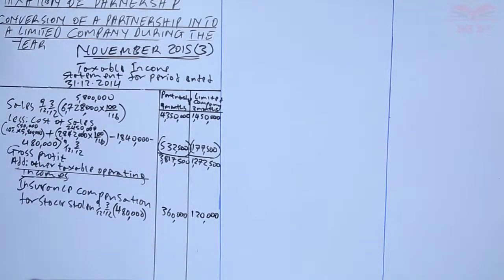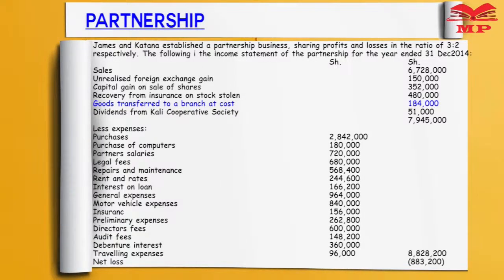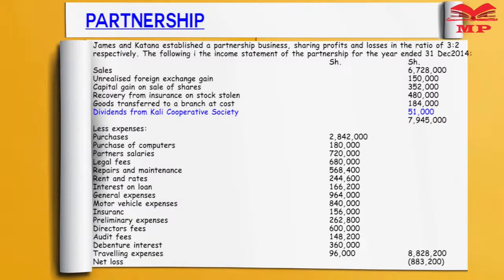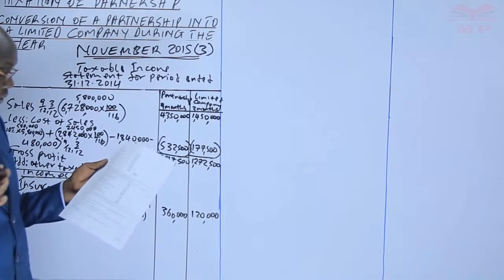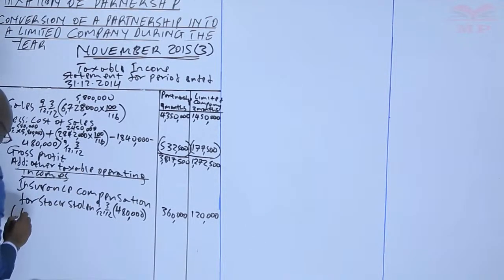We continue. After the recovery from insurance on stock stolen in the income statement, there is goods transfer to a branch. That is not a sale. You're just moving your goods from one place of the business to another, from the head office to the branch. Nothing. Dividend from co-operative. That's an investment income. Here we want only the operating. After that, we have the expenses. You need to confirm with additional information whether you have an income. But if you look at all of them from number 1, 2, 3, 4, 5, 6, 7, there is no income whatsoever. So meaning, we can now less.